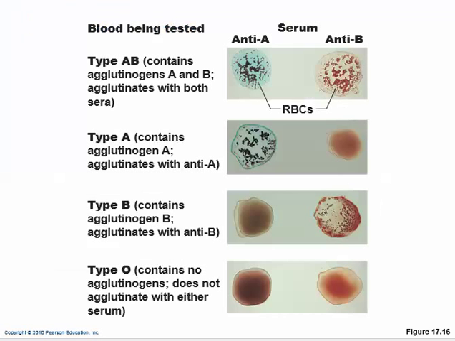And the drops end up actually looking like this. You can see that an AB person has agglutination in both the anti-A and the anti-B drops. The type A person has agglutination, the clumping together of red blood cells, in the anti-A, but not the anti-B. B has the agglutination in the anti-B. O has no agglutination in either one.